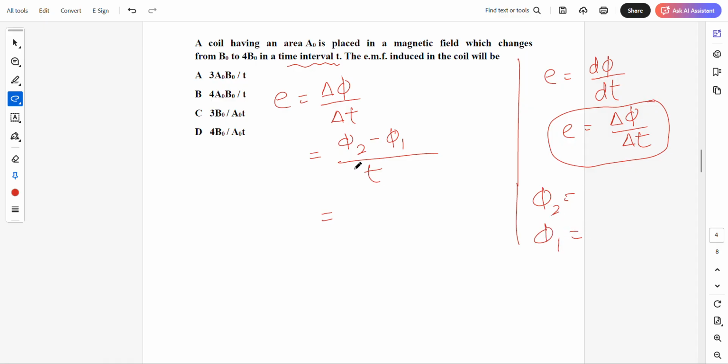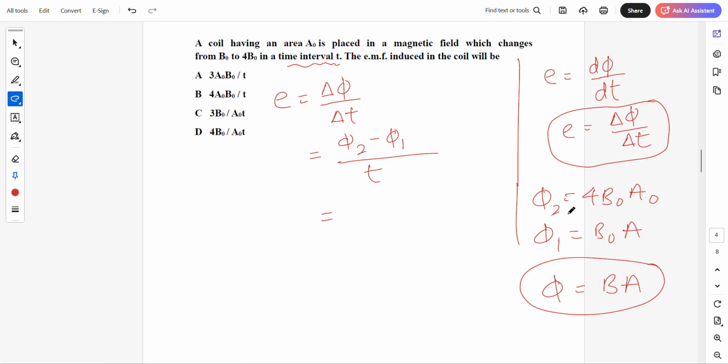The final value is 4B0 into A0. This is the final value. The initial value is B0 into A0. We know that phi is equal to B into A. This is the formula we are using. Understood? Phi is equal to B into A.